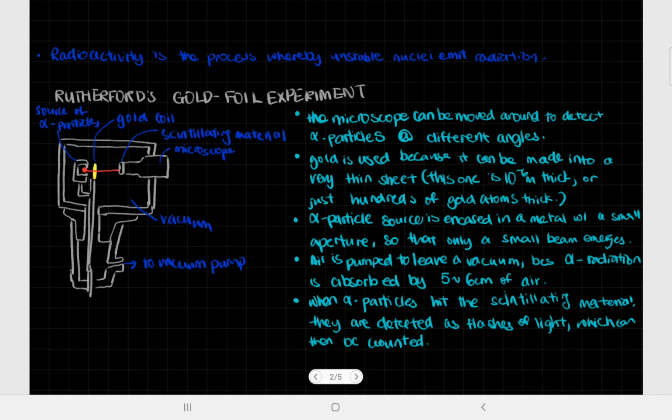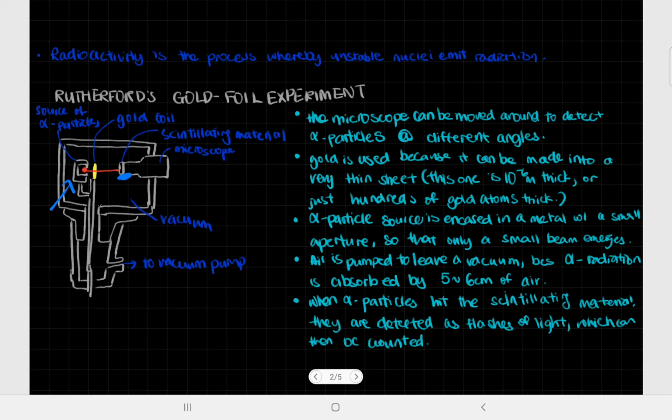So this is Rutherford's gold foil experiment, which helped to present a model for the atom that we know and learn about today. Over here, he has this setup, and we can see that there is a source of alpha particles right here, and that is where the alpha particles were emitted in a straight line towards a gold foil, which was extremely thin. They passed through it to hit the scintillating material, which was just right here, and the microscope was behind it, which helped us look at it closer and detect it better.